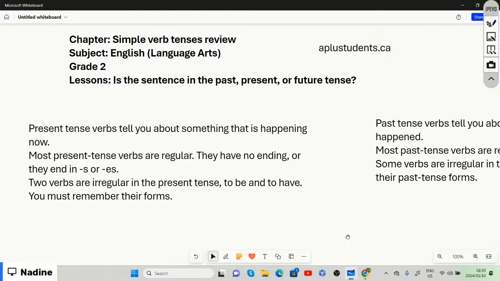And we're going to start with present tense. A present tense verb tells you about something that is happening now. So present means now. When we use the present tense verb, it means that it is the action that is taking place now, something that is happening now.